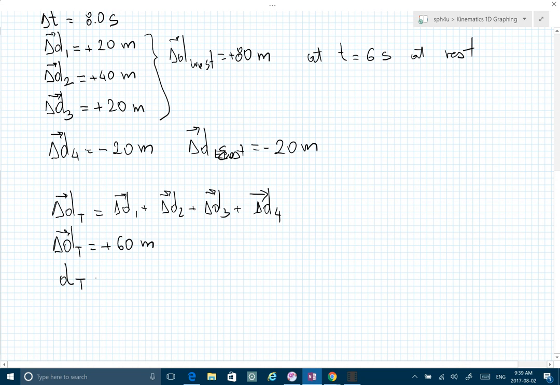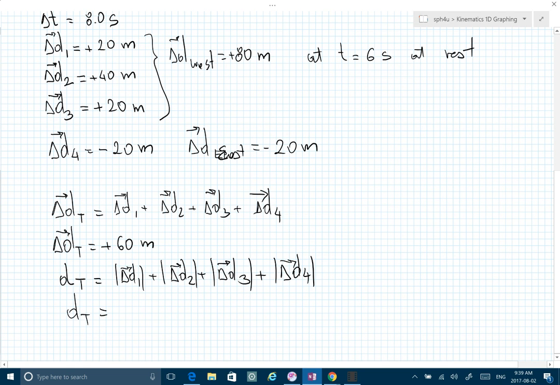What is the total distance traveled? Well, in this case, we actually just add all the magnitudes of each displacement, because this object did travel all the distance regardless of the change in direction, right? So it's 80 plus 20, which is 100 meters.